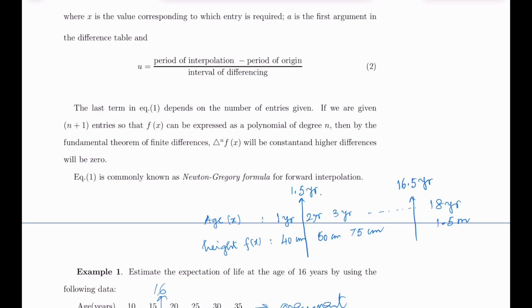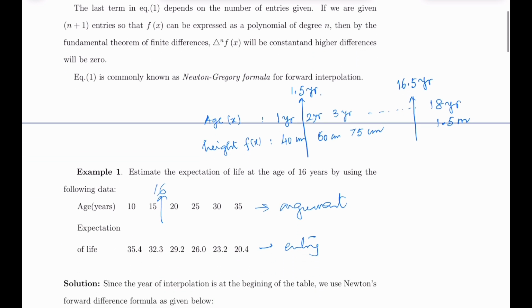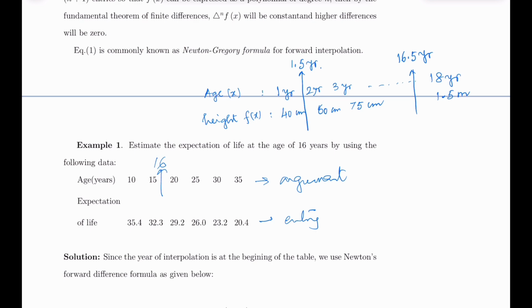Suppose we have two series of data given. One is for x and the other is for the corresponding height. So we represent the age by x, and the corresponding height by f(x). So this is your argument and this is your entry. The age is given at the interval of 1 year, 2 years, 3 years and so forth up to 18 years. The corresponding heights are 40 centimeter, 60 centimeter. At the age of 3 years, this is 75 centimeter, and at the age of 18 years, this is 1.5 meter.